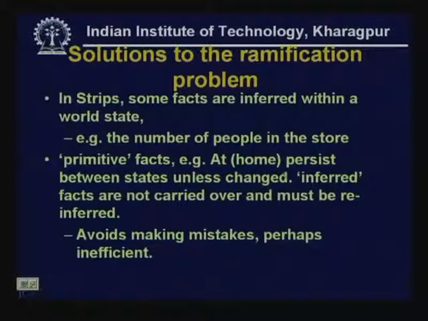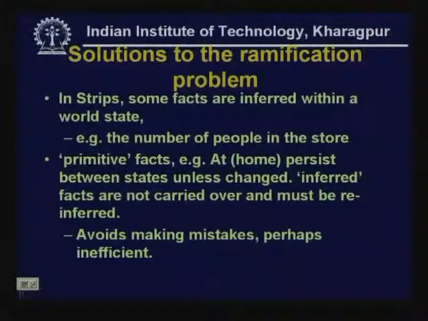Primitive facts like at home persist between states unless we specifically change this by executing a go action. Inferred facts are not carried over and must be re-inferred. So, suppose the store currently has 5 people. If I go to the store, the number of people in the store becomes 6. These things need not be mentioned in the add and delete list, but they can be inferred. And this use of rules avoids making mistakes.